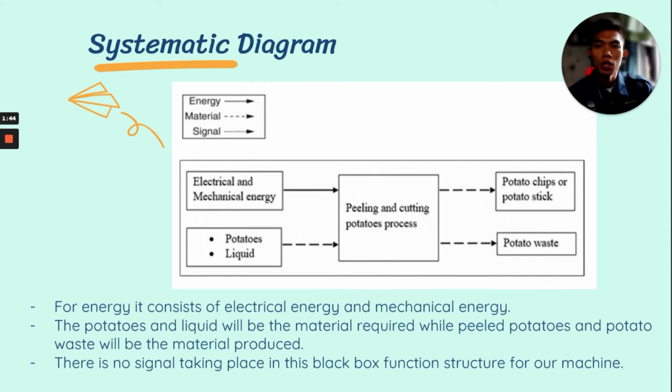For the systematic diagram, we can see the flow of energy, material, and signal. For energy, it consists of electrical energy and mechanical energy. The potatoes and the liquid will be the material required, while peeled potatoes and potato waste will be the material produced. There is no signal taking place in this black box function structure for our machine.